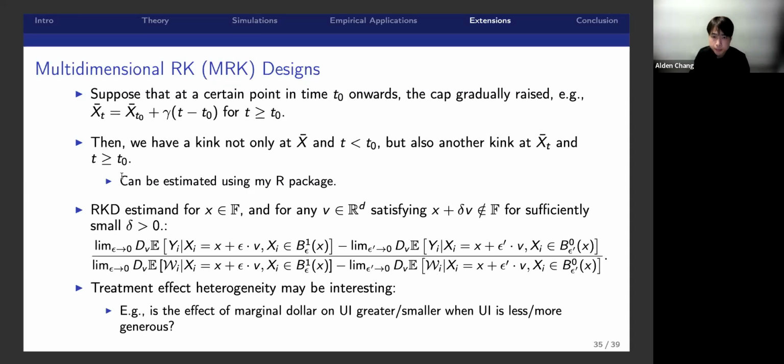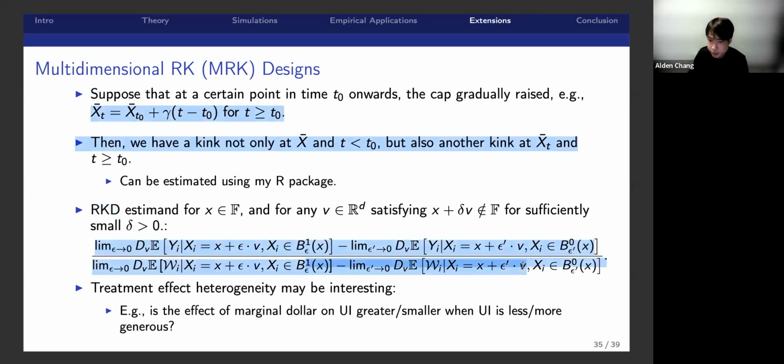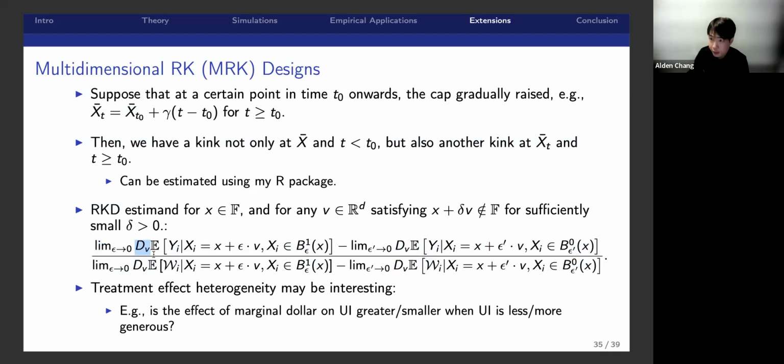I actually have an RD package, I should have mentioned it earlier, that covers not only MRD designs, but also multidimensional RK designs. But anyway, the RK estimate, this should say the MRK estimate, basically looks a lot like the single dimensional case, except that here we have a directional derivative instead of just a derivative for univariate functions.